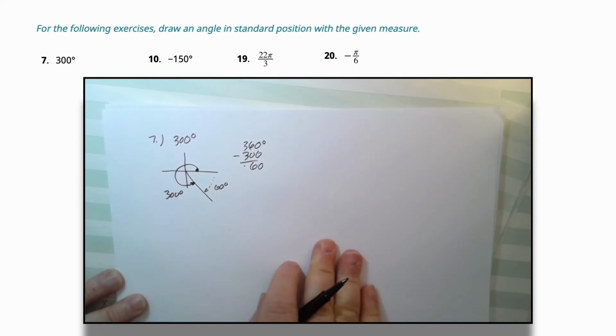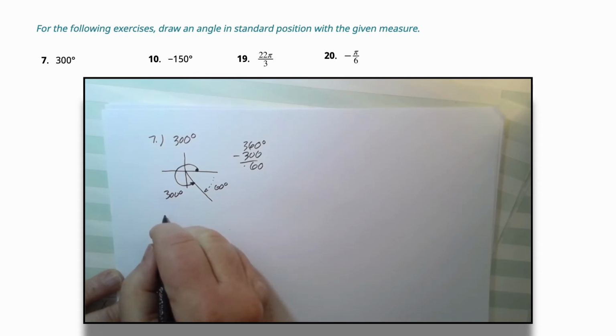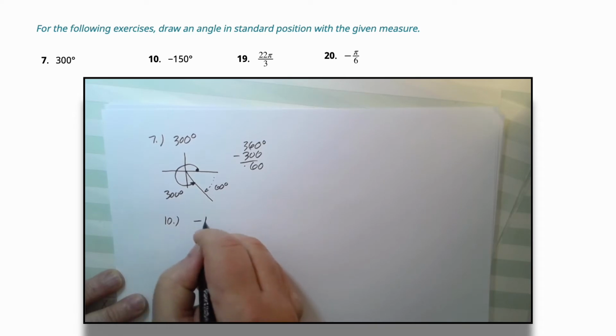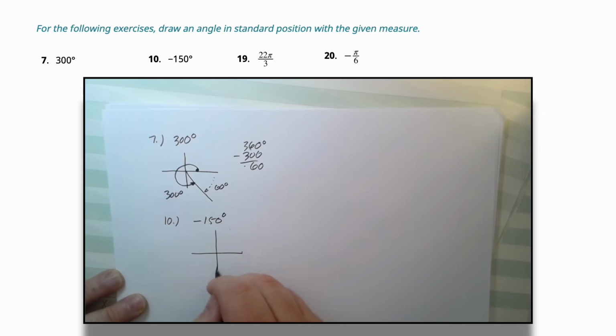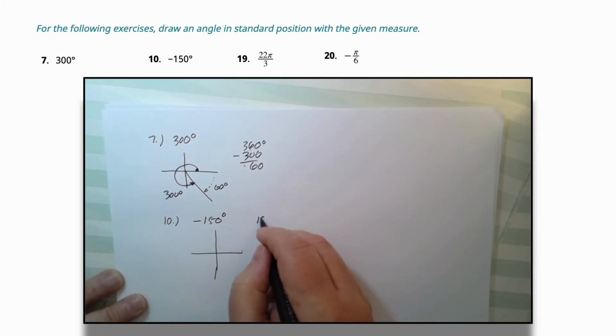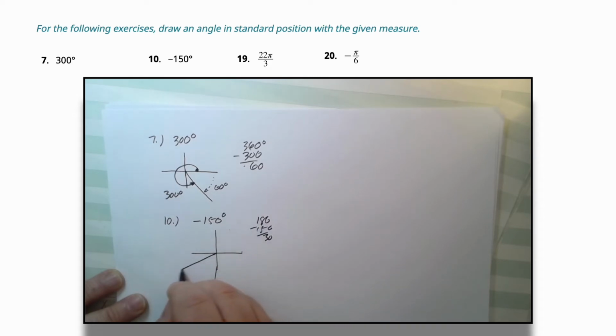that far around. All right, now the next one, negative 150 degrees. Negative means we go in the clockwise direction, and so it's not quite 180. If I subtract it off, that's 30 degrees shy of 180, so we would get something like this, which is our negative 150 degrees.